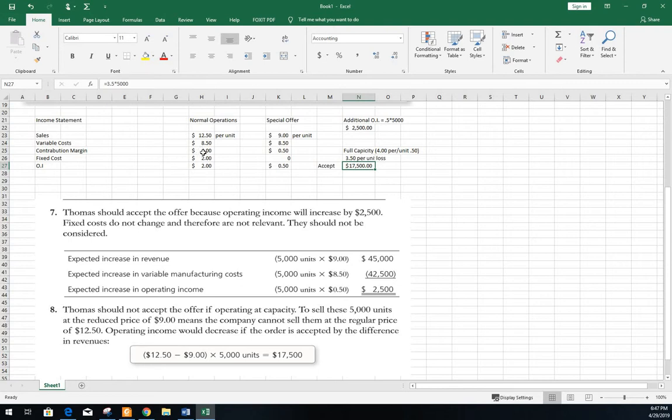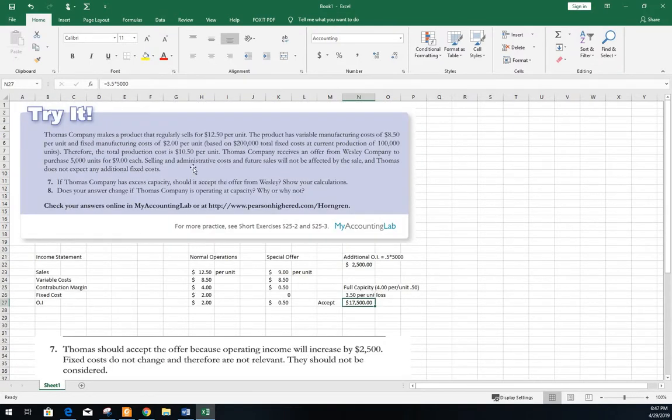But what I did was I just took the contribution margin instead of the sales. So because the variable costs are the same, it wouldn't matter if you subtract contribution margin or if you subtracted sales. But for me, it made more sense to say contribution margin because that's what contributes to profit. So that's a $3.50 difference, and this is a $3.50 difference. So it doesn't really matter, and it still comes out to $17,500 difference in revenue. So that's the answer to the try it problem.